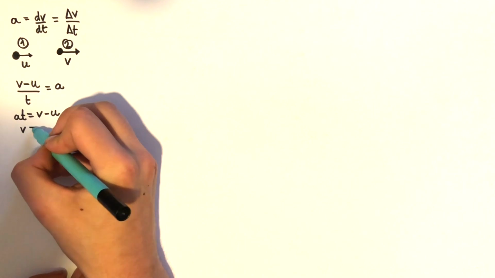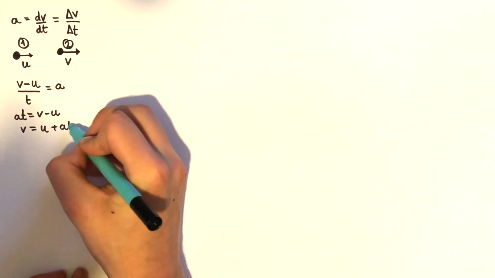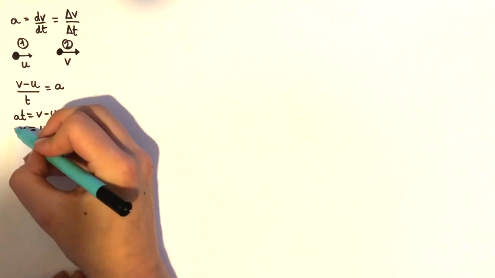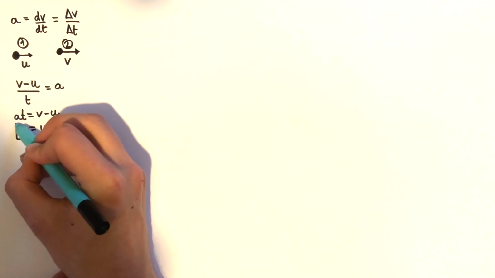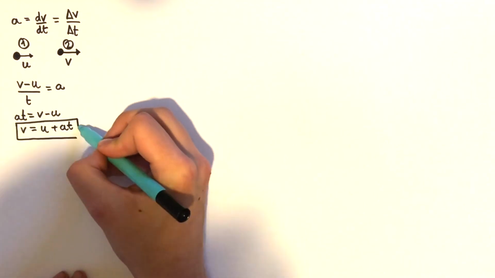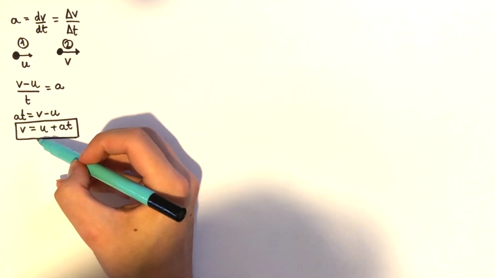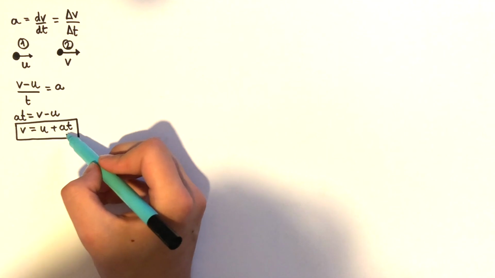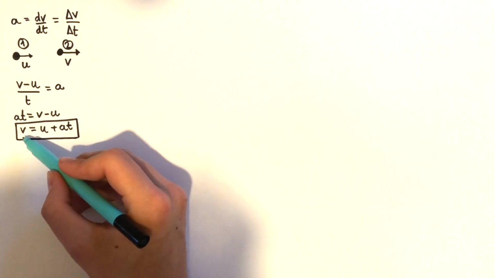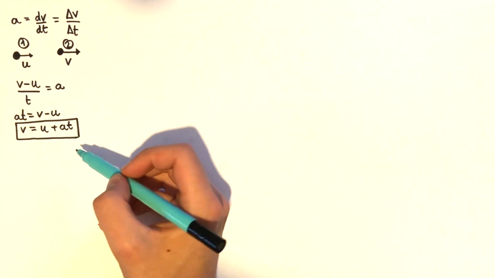And rearranging for v, we simply get that v equals u plus at. And that is our first equation of motion. It says that if a particle starts with initial velocity u and accelerates with acceleration a in time interval t, then its final speed will be v. And that is our first equation.